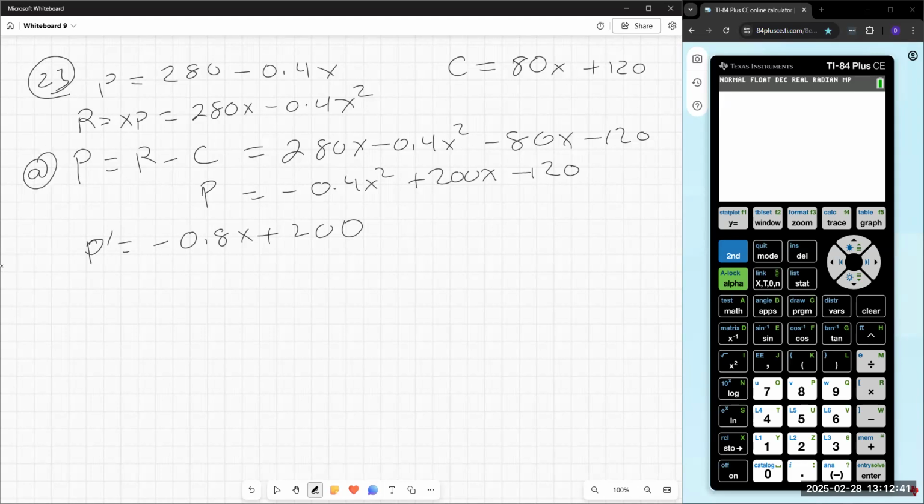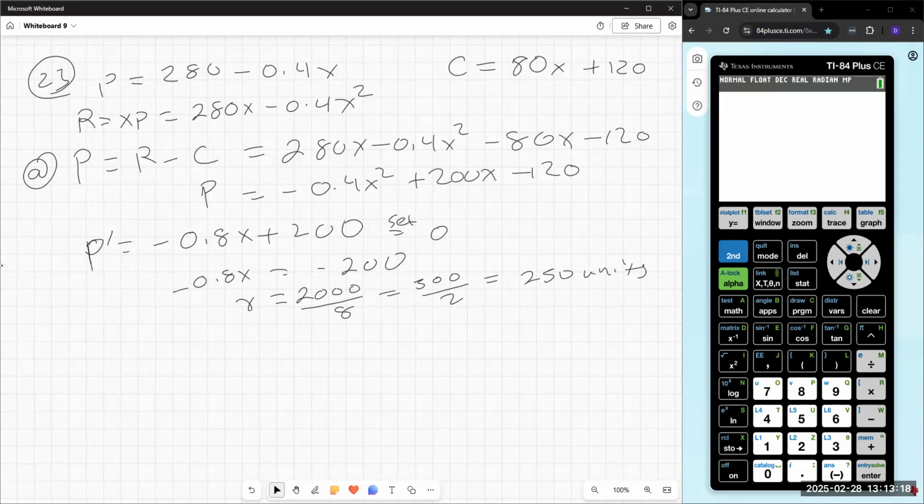Helping to answer the question, what price is going to yield maximum profit is what I'm trying to find here. So to maximize profit, we're going to find capital P prime and set that equal to 0. Negative 0.8x is equal to negative 200. X is going to be 2,000 over 8, which is 500 over 2, which is 250 units.